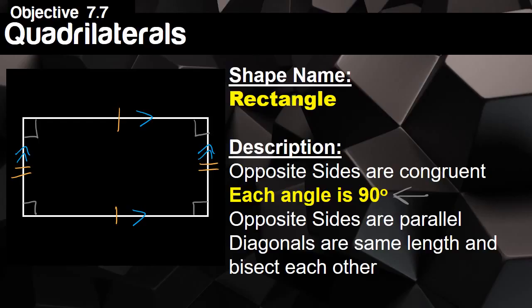And this time the diagonals are the same length, and they bisect each other. And so if I was going to draw in our diagonals, I can say that these diagonals are going to be the same exact length, and they just cut each other in half.